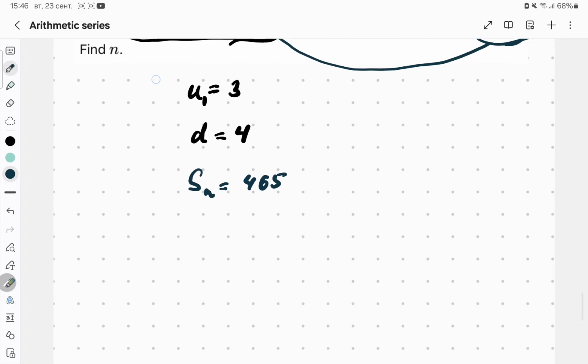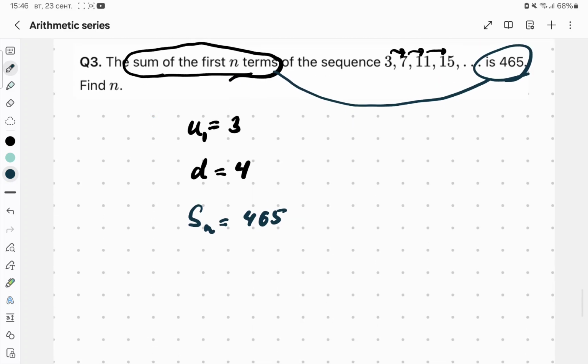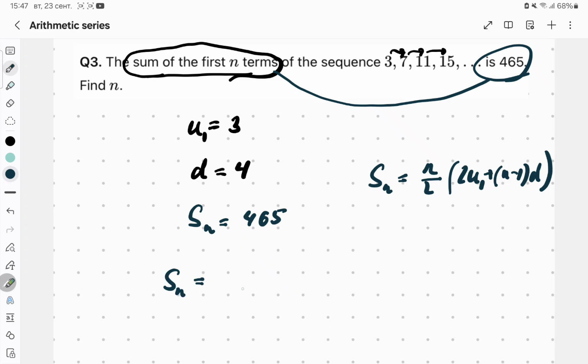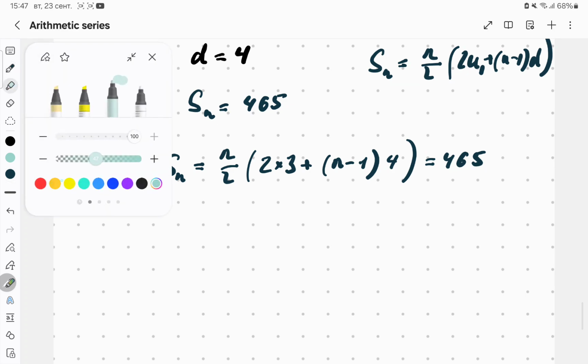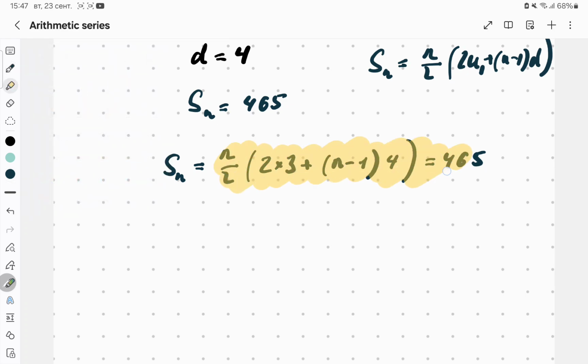Okay, now let's use the formula. So again, given the u1 and d, that is why we're using the second formula. Let me just write it one more time here. Yeah. Okay, and now let's expand. Instead of Sn, let's write everything that we have. n over 2 times (2 times 3 plus (n minus 1) times d), and d is equal to 4. Okay, and now everything is equal to 465. Now we have an equation. If we look carefully, it is a quadratic equation. Okay, let's solve this quadratic equation.